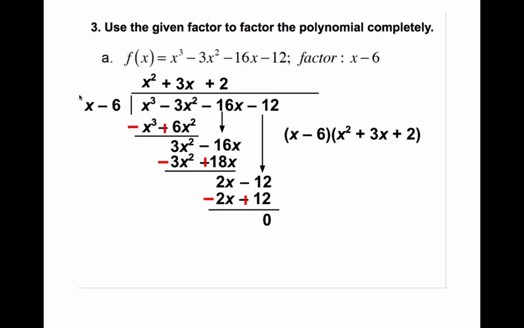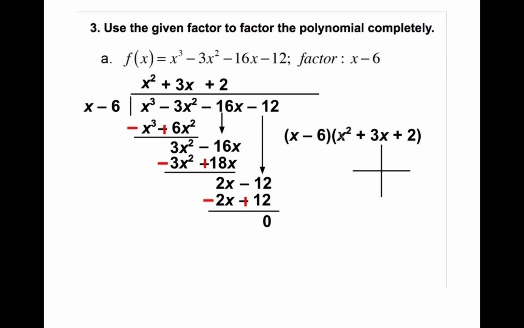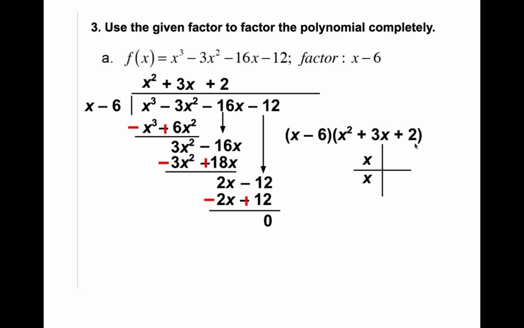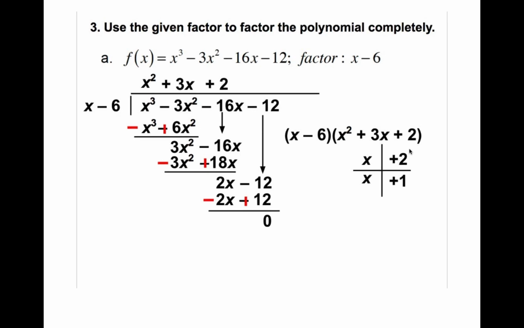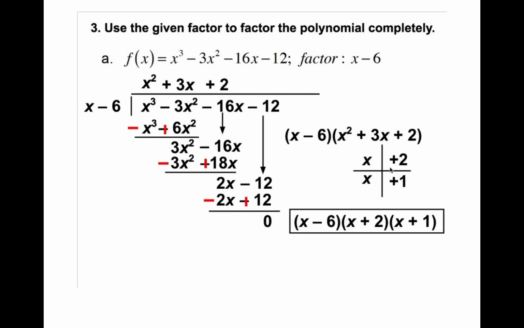So now I have this x minus 6 factored out, leaving me with x squared plus 3x plus 2. Well, hey, that's a trinomial. I can t-chart. So this x squared is x and x, and this 2 would be 2 and 1. Notice 2x and 1x makes 3x, so now I factored this trinomial. So my three factors are x minus 6, x plus 2, x plus 1. Now it's factored completely.